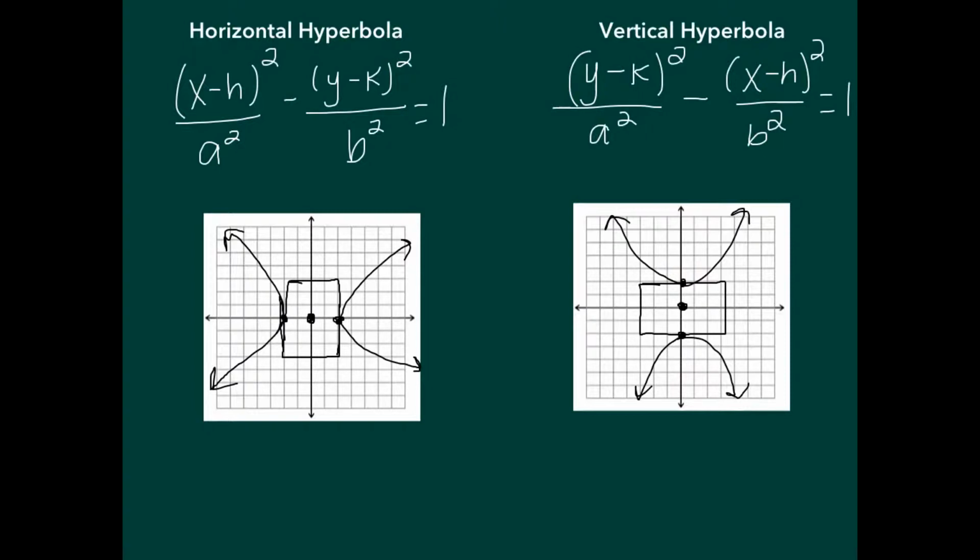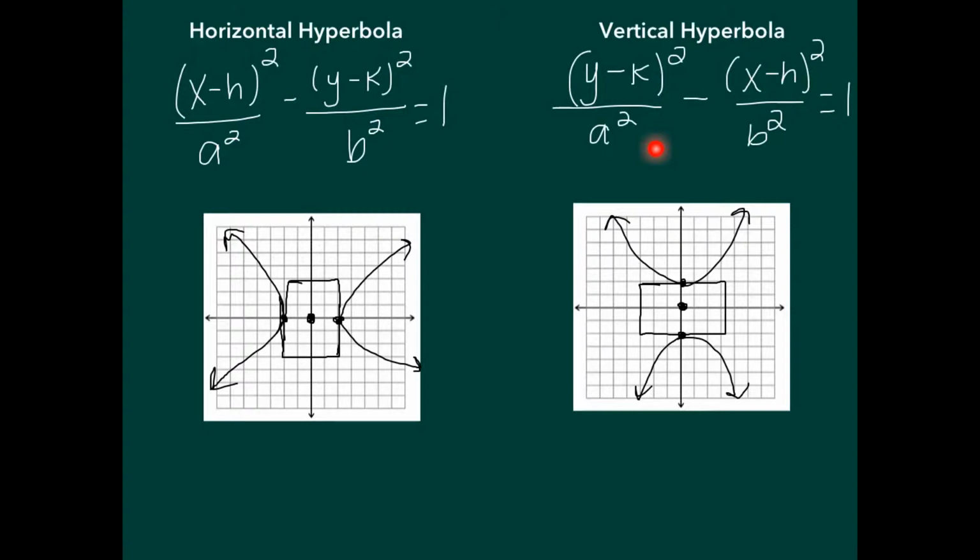Now, unlike the ellipse, your a squared is always going to be under the positive term, which means it's always going to be first. In the ellipse, the a squared was just the bigger one, but that's not true here. A squared is first. It can be smaller than b squared.